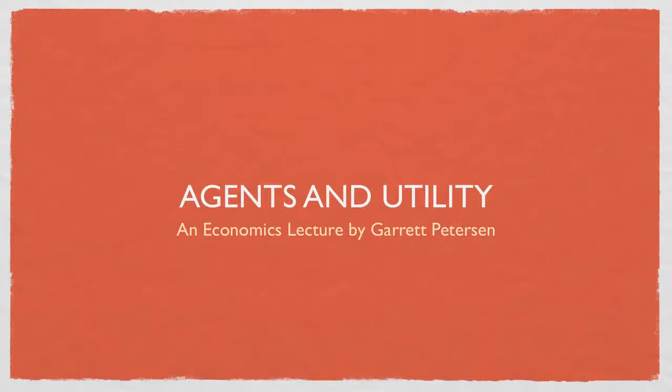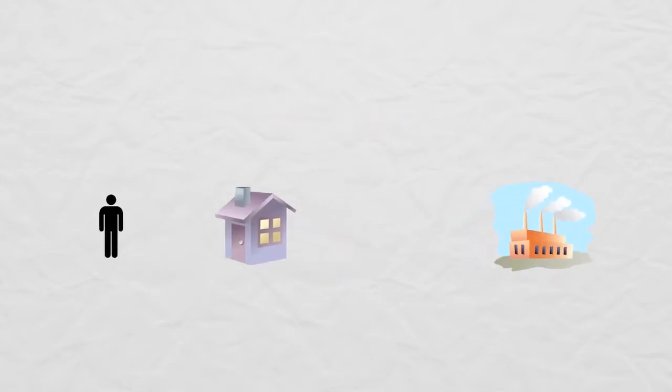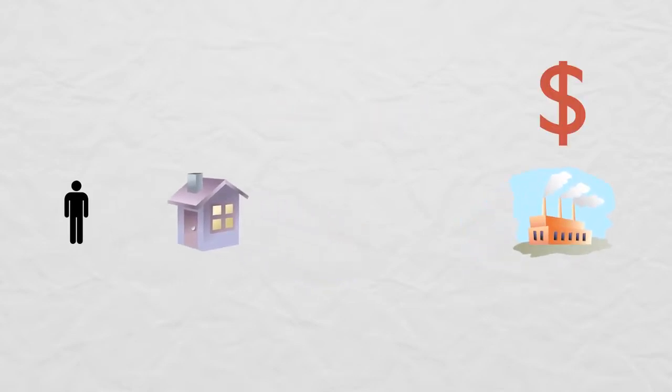Agents and utility. A typical economic model is inhabited by one or more agents. These are idealized decision-making units whose behavior is determined by some mathematical rule. Typically, agents represent individuals, households, or firms. Firms are seen as profit maximizing, while individuals and households are seen as utility maximizing.